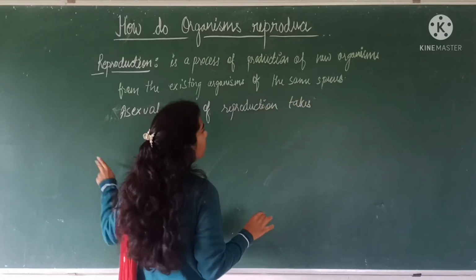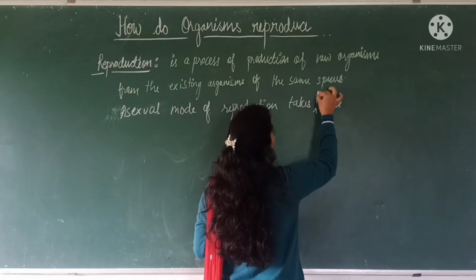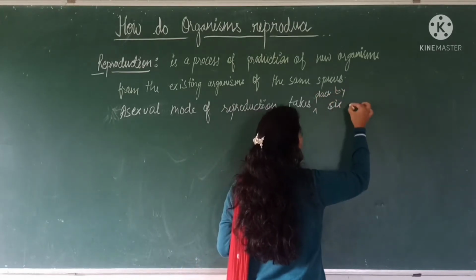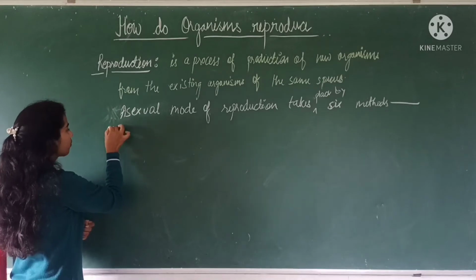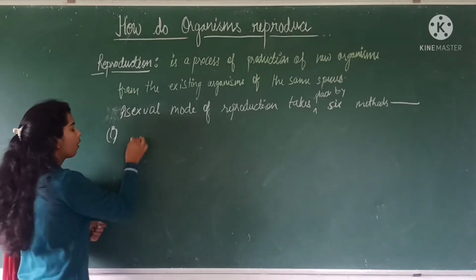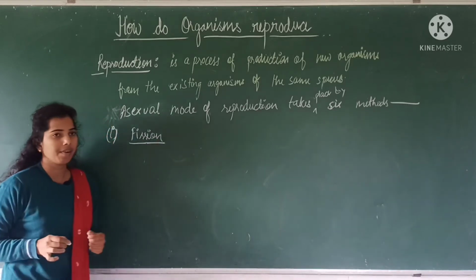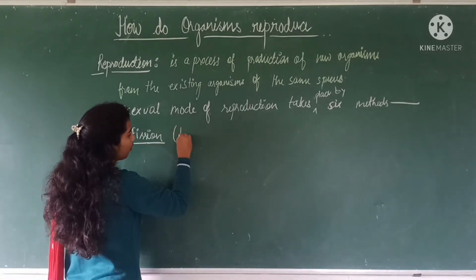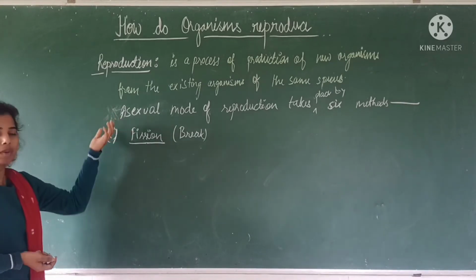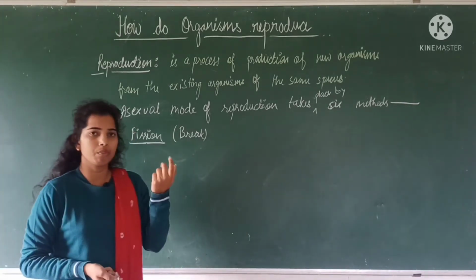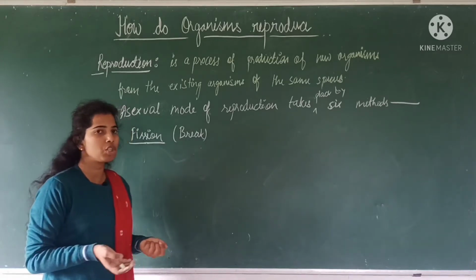Asexual mode of reproduction takes place mainly by the 6 methods. First is fission. Fission means break. This fission is a type of asexual reproduction. So here one parent is involved. Fission occurs in Amoeba, Paramecium and Leishmania.